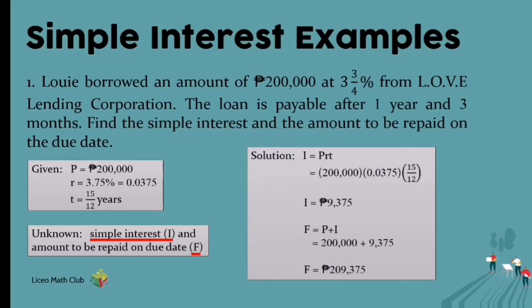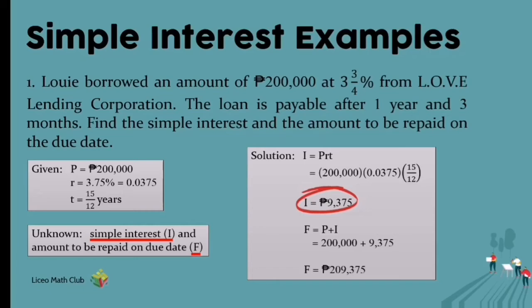In order to solve the interest, use the formula I = PRT. Substitute the given values: principal as 200,000, rate as 0.0375, and time as 15/12. Multiply them all together and we have our interest, which is 9,375.